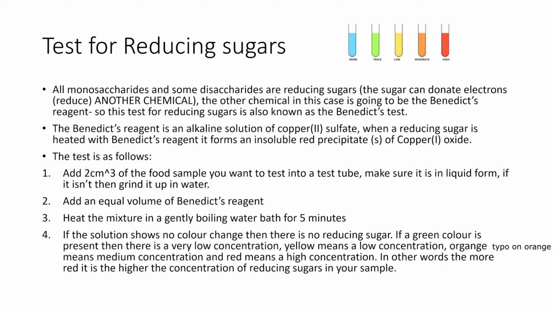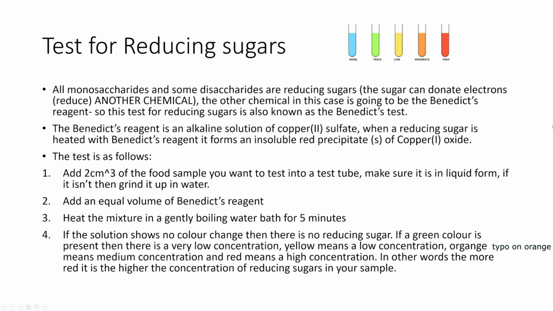Now, the Benedict's reagent is an alkaline solution of copper 2 sulfate. When a reducing sugar is heated with Benedict's, it forms an insoluble red precipitate of copper 1 oxide. So the colours differ, as you can see at the top. If there's no colour change visible, then there is none. If it has a green precipitate or a green colour, then there is a very low concentration. Yellow is a low concentration, orange is a moderate concentration, and red is a high concentration.